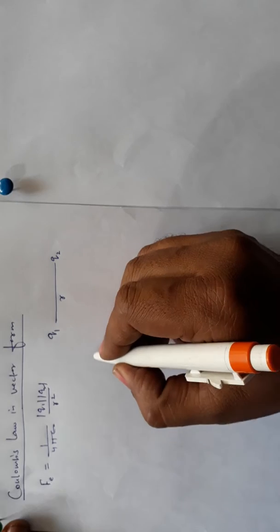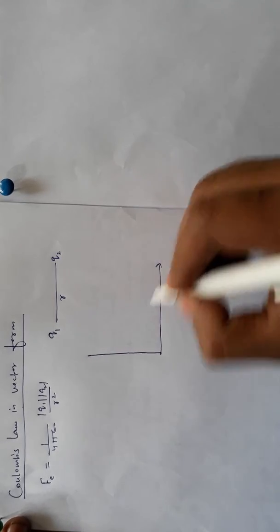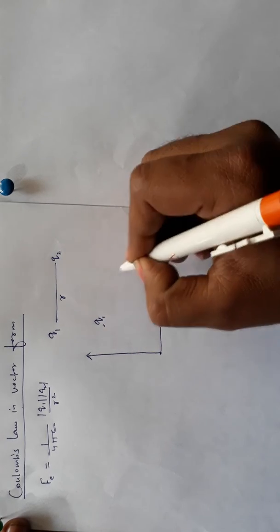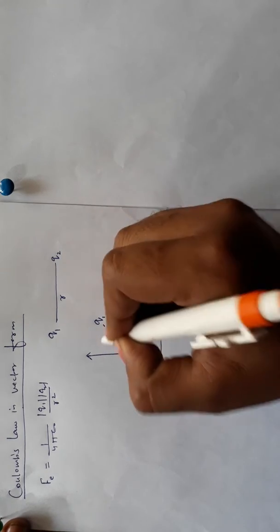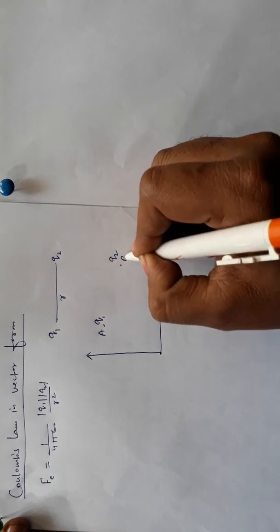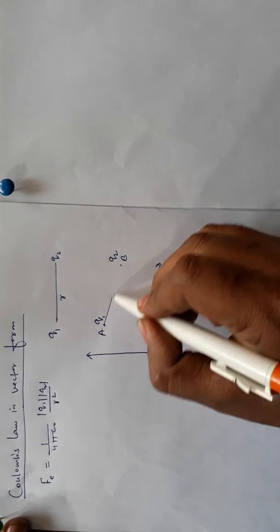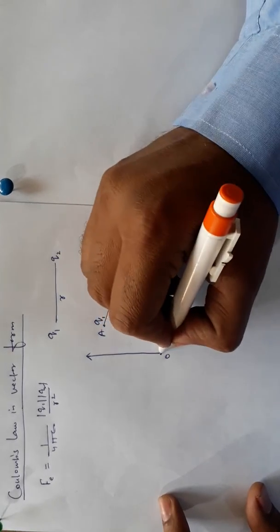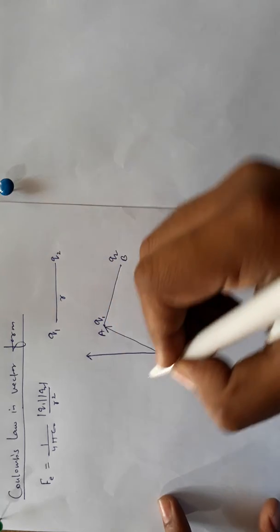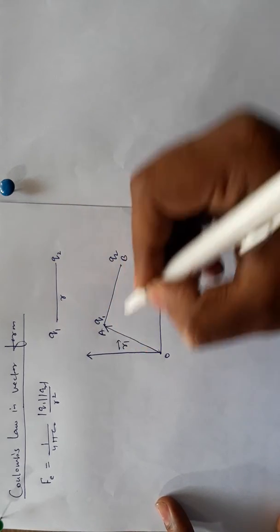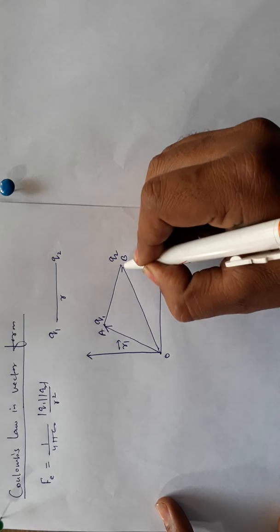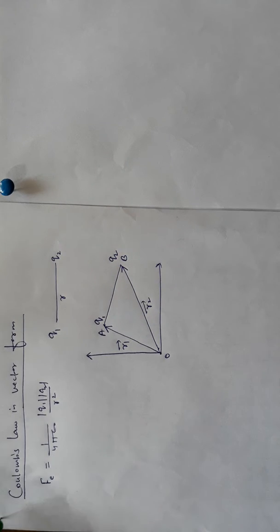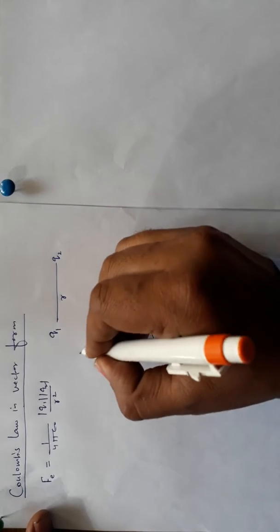Okay. So let us take two charges Q1 and Q2. Q1 is placed at point A and Q2 is placed at point B. Let us suppose the position vector of point charge Q1 is R1, and the position vector of point charge Q2 is R2. Suppose this is the x-axis and this is the y-axis.